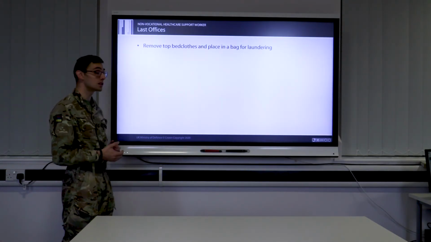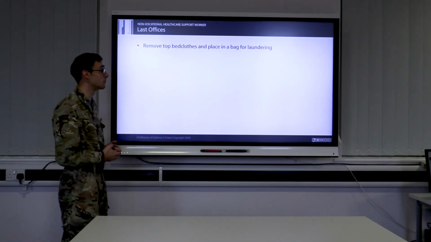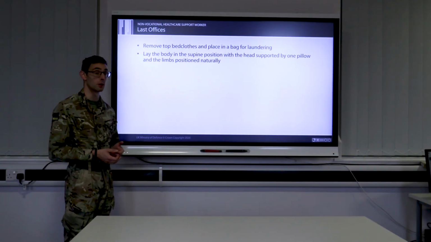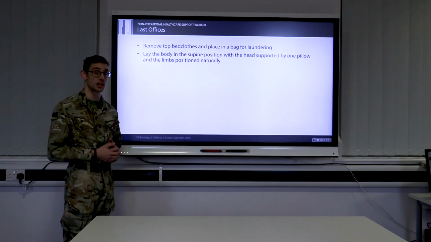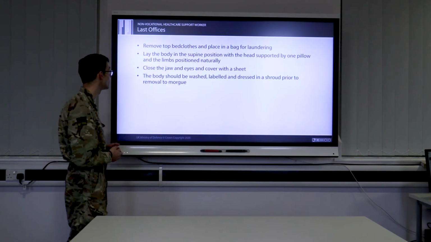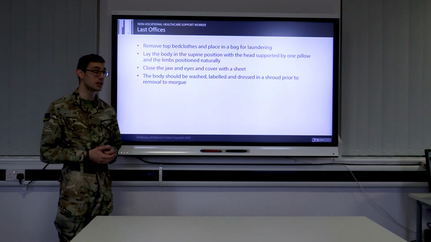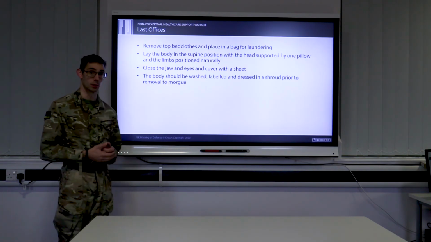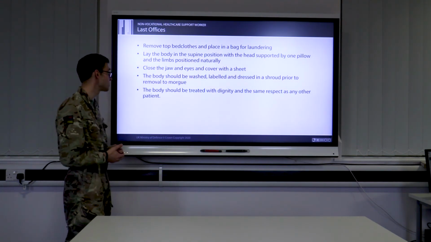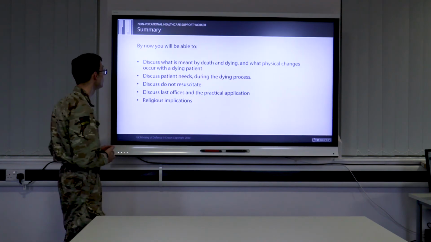Okay, we remove top bedclothes and place in a bag for laundering. Lay the body in a supine position with the head supported by one pillow and the limbs positioned naturally. Close the jaw and the eyes and cover with a sheet. The body should be washed, labelled and dressed in a shroud prior to removal to the morgue. The body should be treated with dignity and the same respect as any other patient.